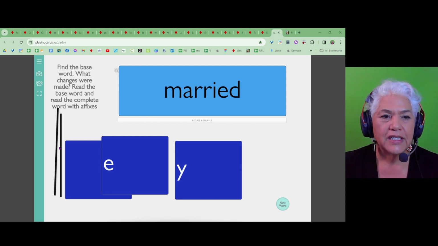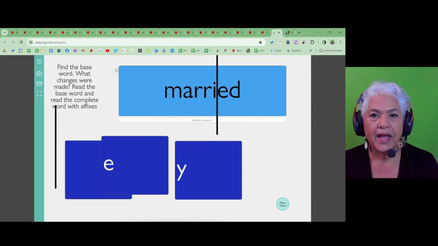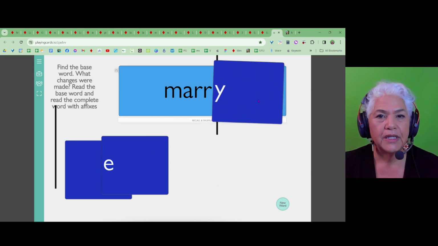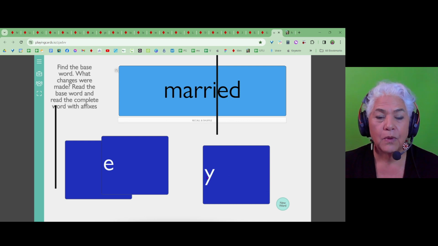So I also use these to help them split it. But if they say, okay, I see the ed, I know that's a suffix and it means in the past. What's this in front? If you see an I in front of it, it used to be a Y. And what was the word? Marry. Marry. And so this is in the past. The Y is now an I and it's married.